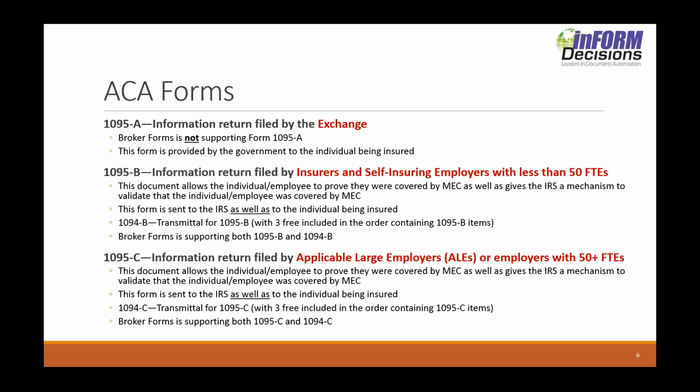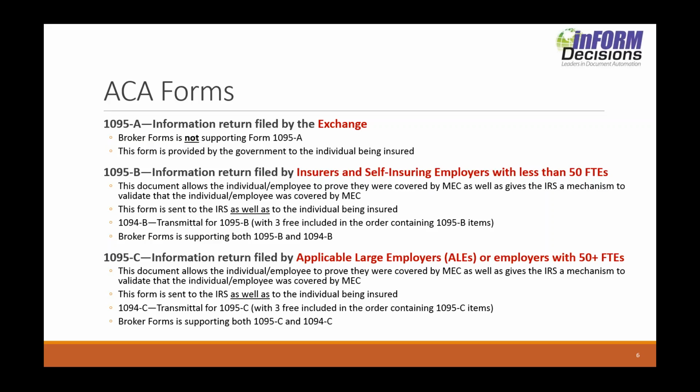The form is sent to the IRS as well as the individual being insured. There are transmittals. The 1094B is the transmittal for the 1095B. You will get 3 free with each order. That is common for us to send those for you, and you would get those with any of these other 1095s as well. So the 1095C is probably the most common of all.